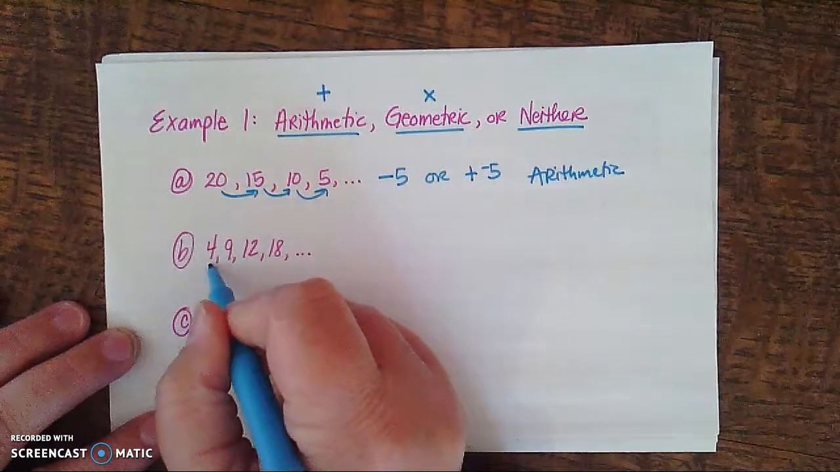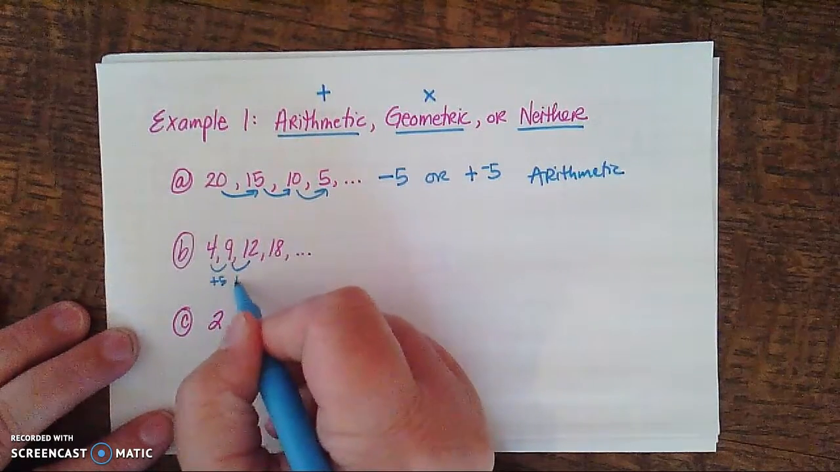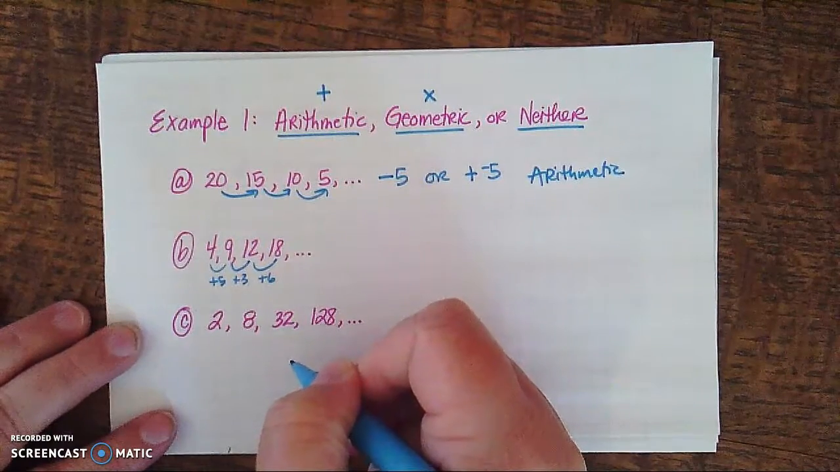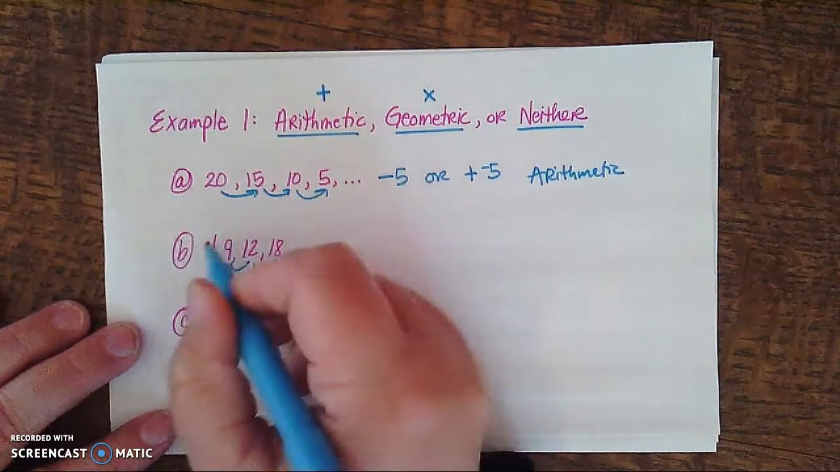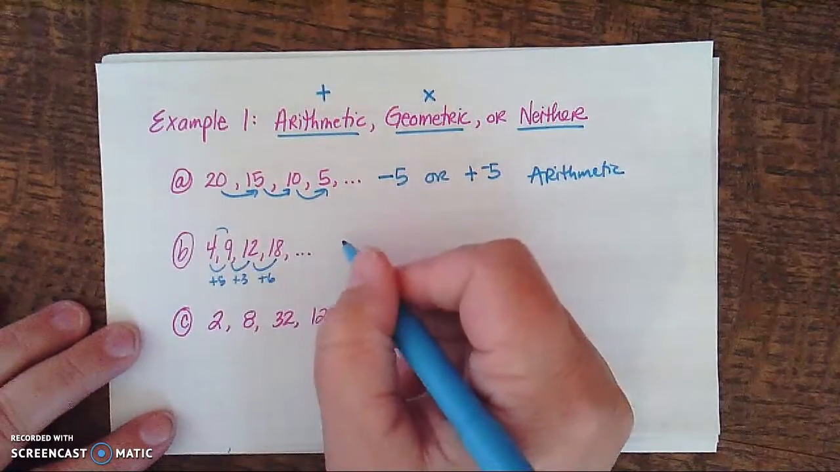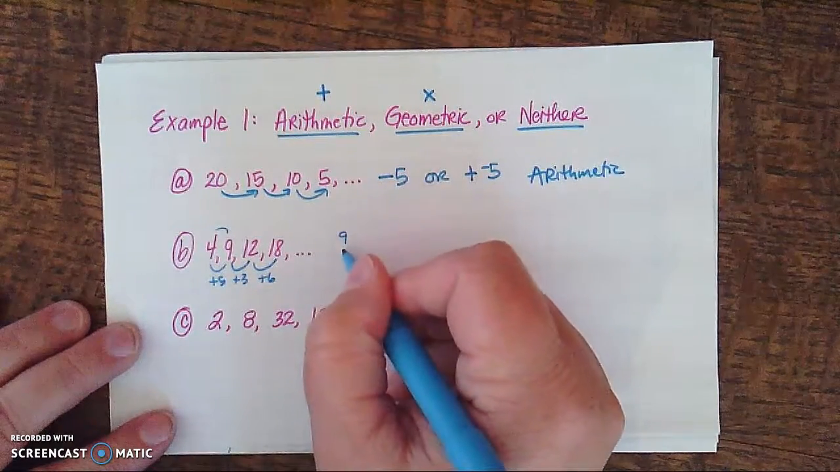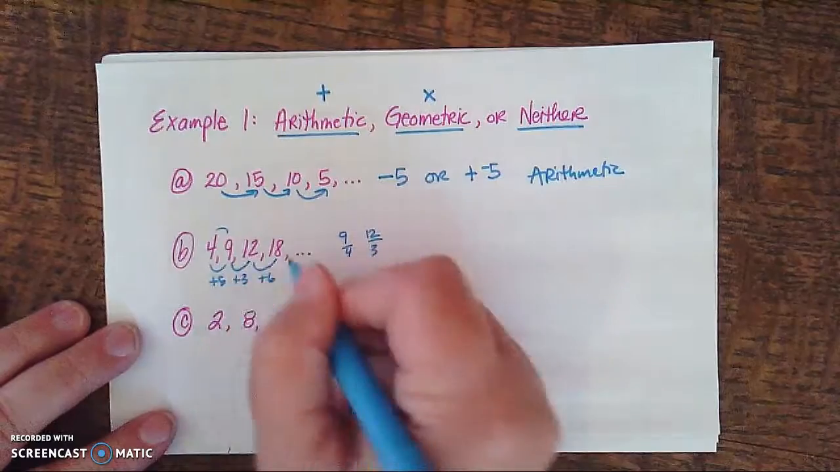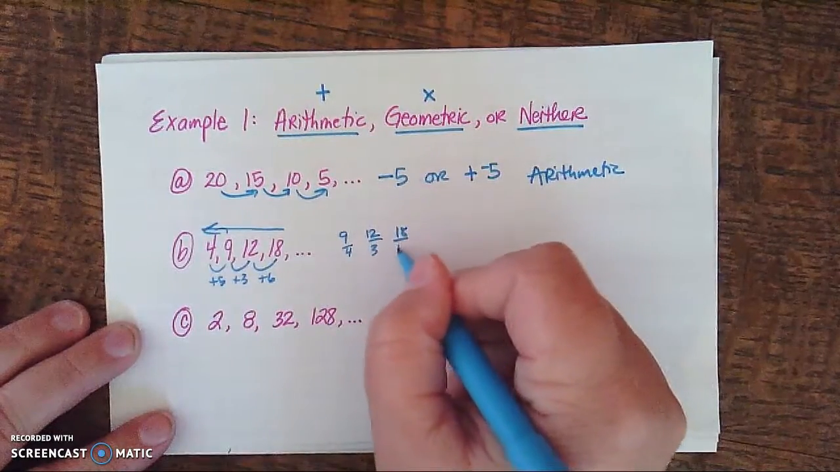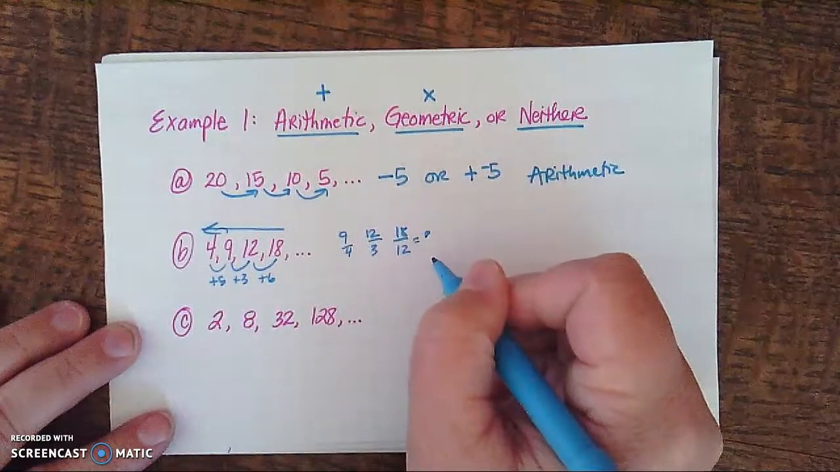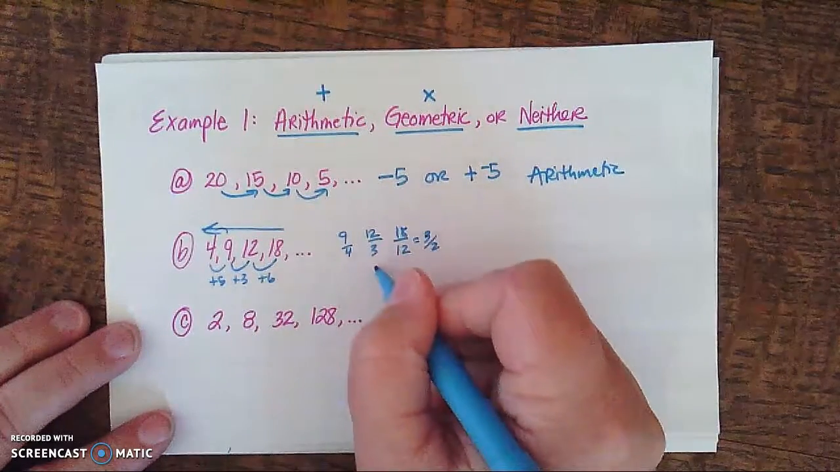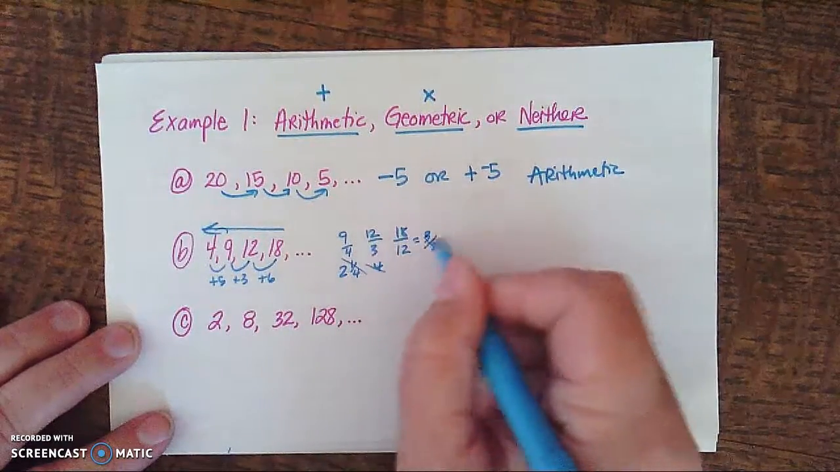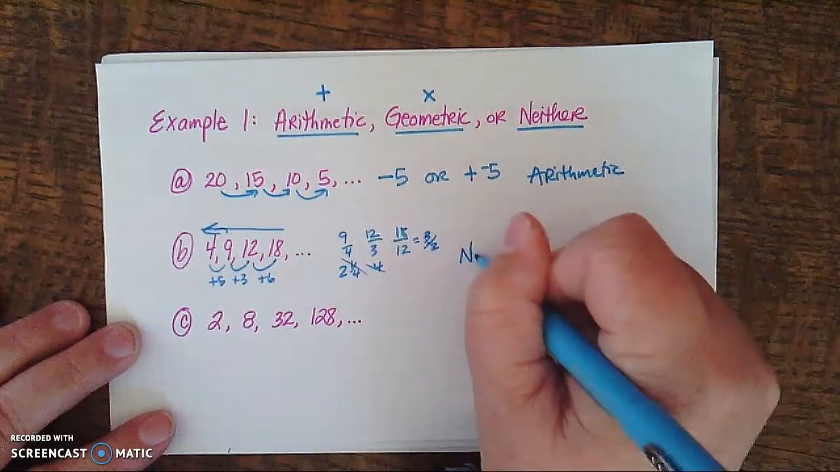This one, adding 5, adding 3, adding 6. That's not arithmetic. What if we multiply? Multiply would get 9/4 or 12 divided by 3. Remember, we could go backwards. Or 18 divided by 12. That's 3/2. That's 4. That's 2 1/4. None of those are the same. So this one is a neither.